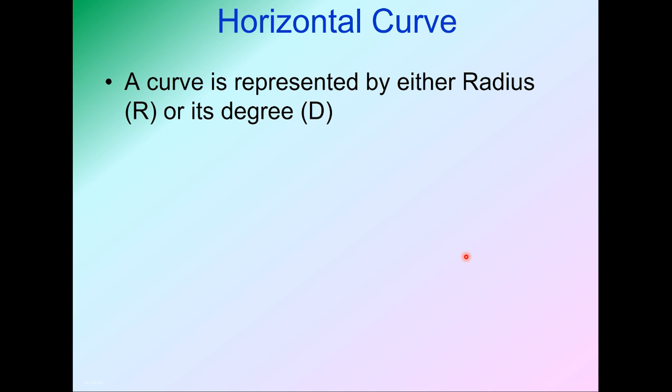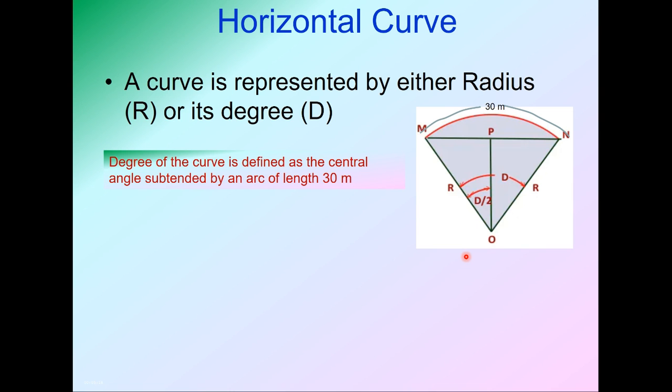A horizontal curve is represented by either radius or by its degree. And degree of the curve is defined as the central angle subtended by an arc of 30 meter. That is a standard definition of a degree of the curve. So if d is the degree, then this should be 30 meter, 30 meter length of the arc of circular curve. So d upon 30 will be equal to 360 upon 2 pi r.